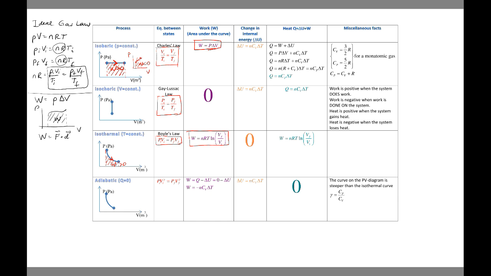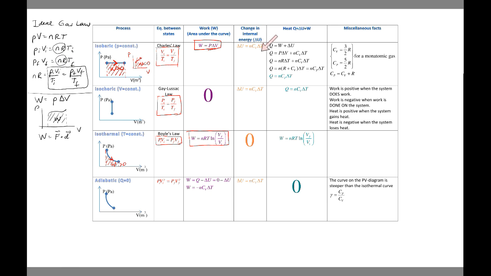We will look at the adiabatic process a little bit later because it's different than all the others. For the isobaric, isochoric, and isothermal, one of the three quantities here, P, V, or T, is constant. For the adiabatic process, we have Q being equal to 0, but none of the pressure, volume, and temperature are constant. So let's look at the change in internal energy.